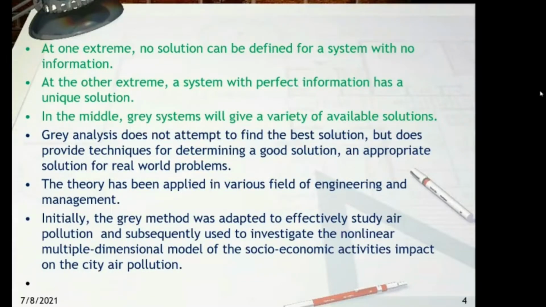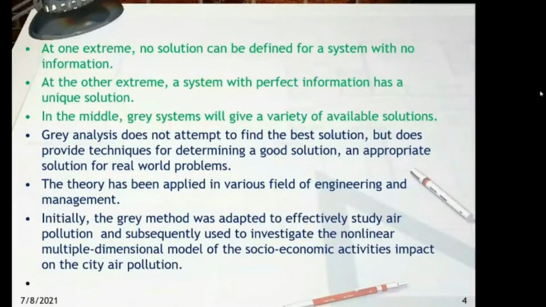And what is our strategy? Our strategy is to take the best solution based on the knowledge available to us. The gray system does not attempt to find the best solution, but provides only the techniques for determining a good solution. So that is the difference between the best solution and the good solution. What we are achieving is a good solution. The best solution is only one.